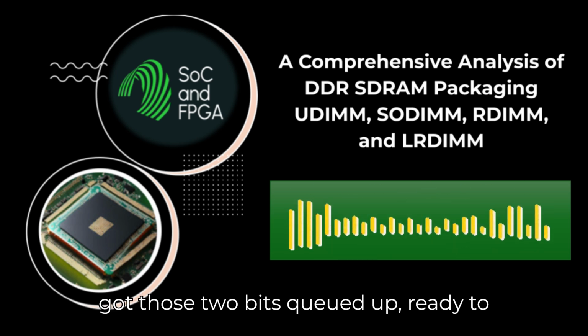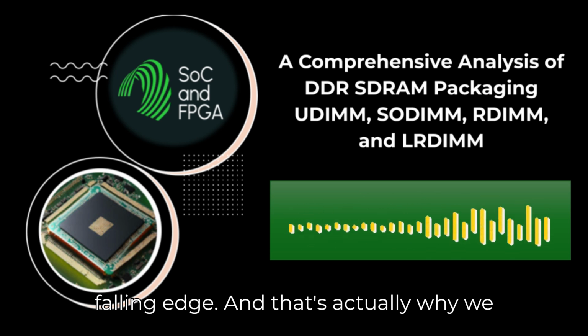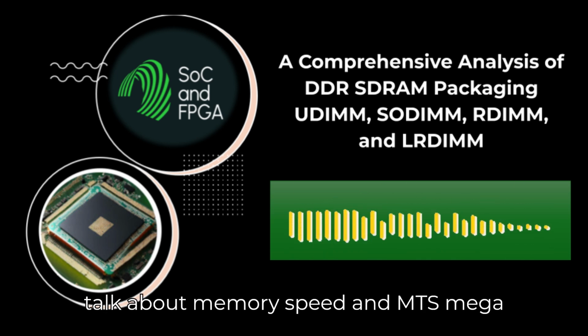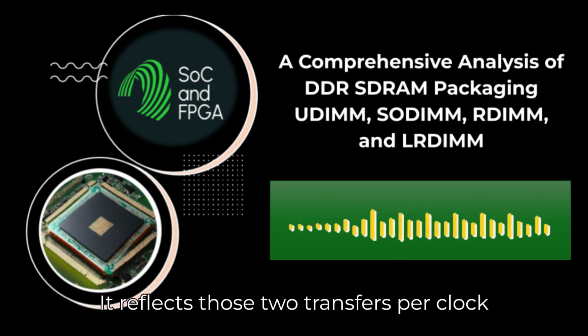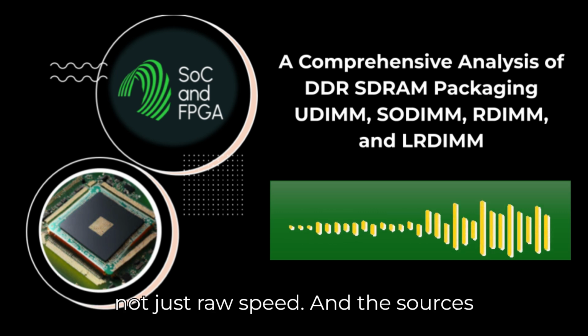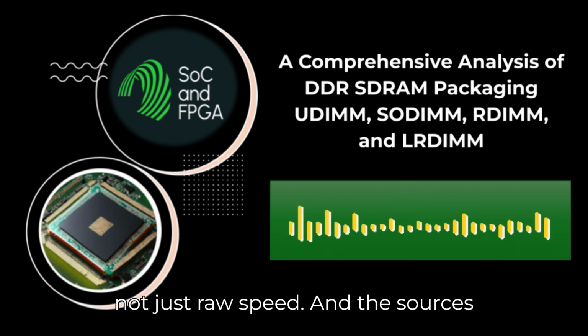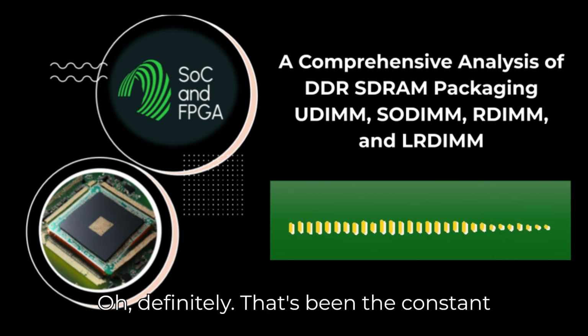So you've always got those 2 bits queued up, ready to go, one for the rising edge, one for the falling edge. And that's actually why we talk about memory speed in MT/s, megatransfers per second, not just megahertz. It reflects those 2 transfers per clock cycle. Got it. So smarter communication, not just raw speed. And the sources mentioned this efficiency drive kept going, right? Faster speeds, lower power.